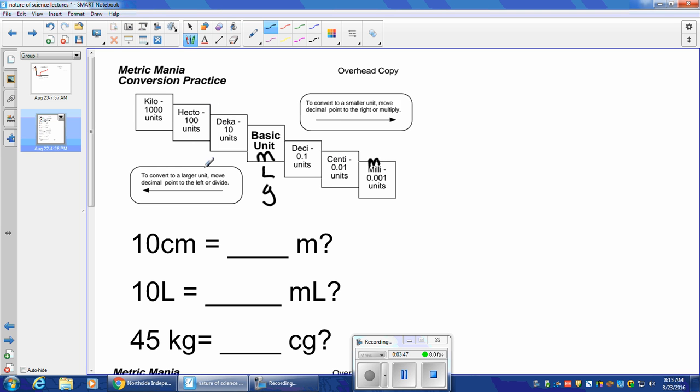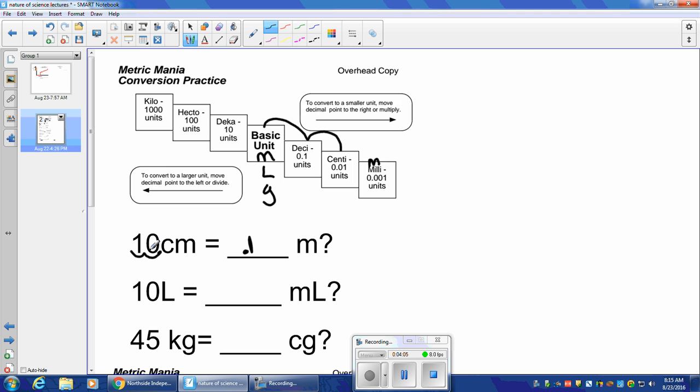So what you do, let's say we got centimeters, right? I'm going to take centimeters and walk over how many steps to meter? 1, 2, right? So I'm going to take the decimal. Imagine there's a decimal right here, remember? And just go 1, 2. So that would be how many meters? 0.1 meter, a tenth of a meter, okay?